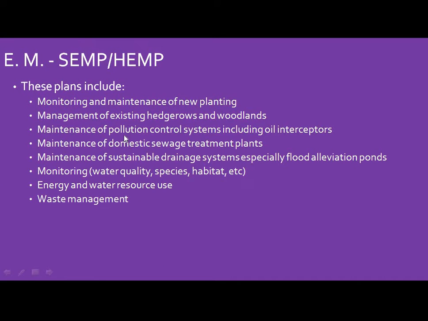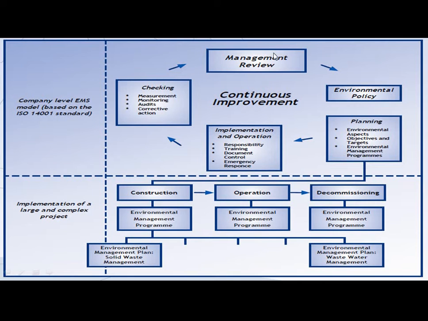So these are the different components which come under this strategic EMP or handover EMP. There is management review, then environmental policies. Based on the policies you do the planning: environmental aspects, objectives and targets, and environmental management programs. Based on that comes the implementation and operations, and then they keep on checking the work, and again based on checking comes the management review. Again it guides the policies, so this is a continuous improvement. This is the company-level EMS model, the environmental management systems model based on the ISO 14001 standards.